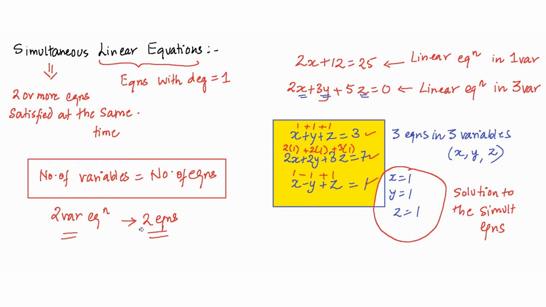So let me take some more examples and explain what is meant by solution to the simultaneous equations. Let us now consider the equations x plus y is equal to 5 and 2x plus 3y is equal to 30. Now you will see that x equal to 2 and y equal to 3 satisfy the first equation. Satisfy the first equation basically means the first equation holds true when x is equal to 2 and y is equal to 3, because 2 plus 3 is indeed equal to 5.